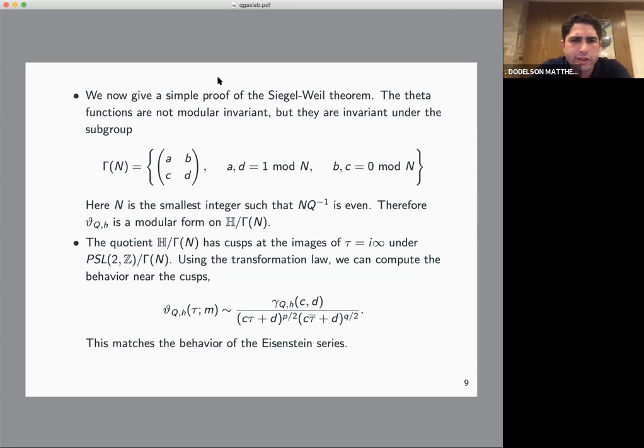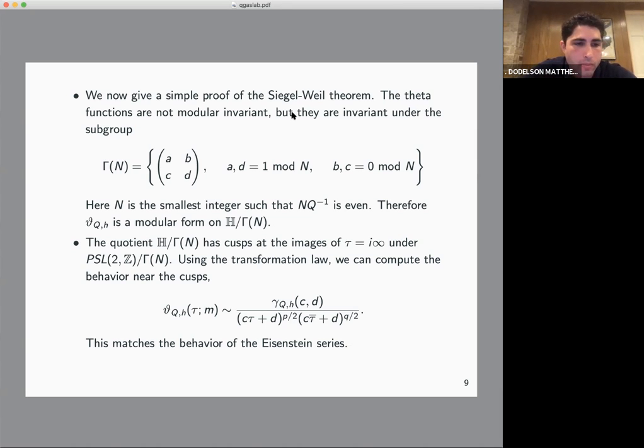So now let's give a proof of the Siegel-Weil theorem. This proof is much simpler than Siegel's original proof. What he did was actually do the integral, but we can be a little trickier and give a simpler proof. So these theta functions, as I described before, are not modular invariant, but they are invariant under a subgroup of the transformations. This is given by gamma of n, and it's all elements of SL2Z such that A and D are congruent to 1 mod n, and B and C are congruent to 0 mod n. Here n is the smallest integer such that n q inverse is an even quadratic form. It's called the level of the quadratic form q.